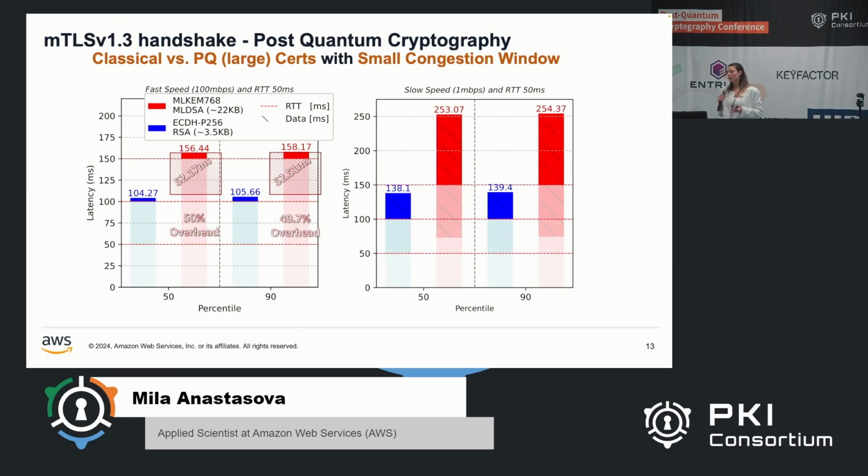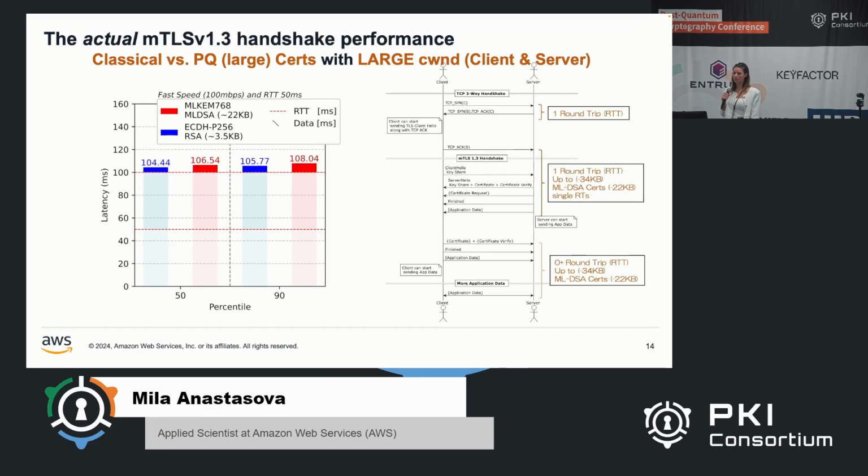We have evaluated the same scenario in the case of slow network speeds of around 1 megabit per second, again with 50 milliseconds of round trip. Based on the larger sizes of the certificates, we can see that a more significant latency overhead is introduced, of around 115 milliseconds, which is around 83% of latency overhead performance drop.